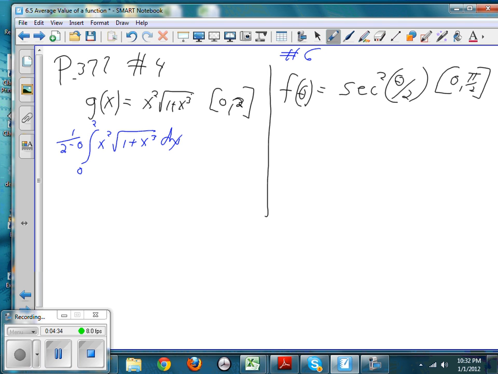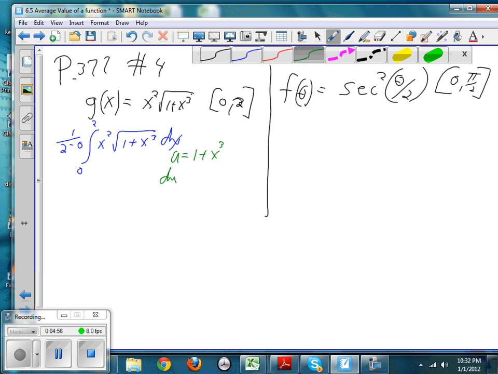So then I've got to remember, how do I integrate this? Wait a minute. Oh, I see the derivative here. This is a u substitution. Now you know why I picked it. A little reminder, u substitution. u is going to be equal to 1 plus x cubed. du is 3x squared dx. So du over 3 is equal to x squared dx. Okay, there you go.